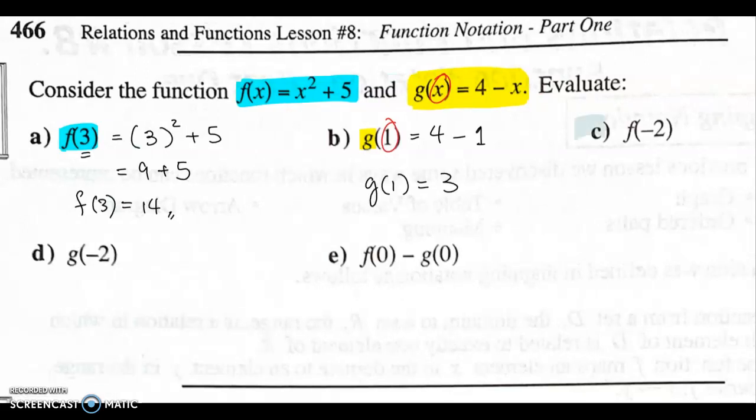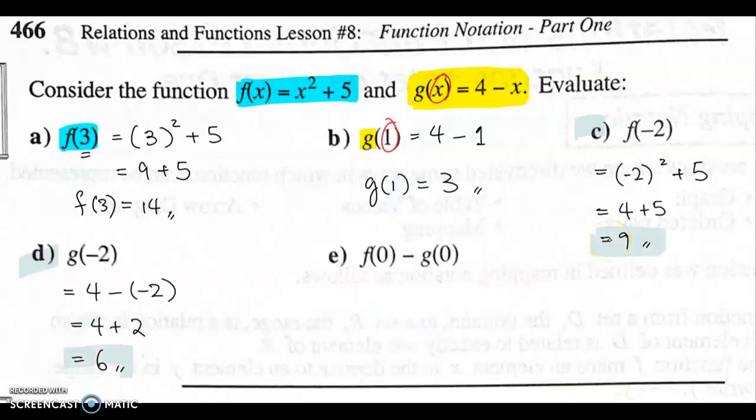Now go ahead and try out C and D on your own. You can pause the video, and the answer will show here in 3, 2, and 1. There you go. Did you get the answers? If you have questions about these simple substitutions, please feel free to send me a message and let me know.